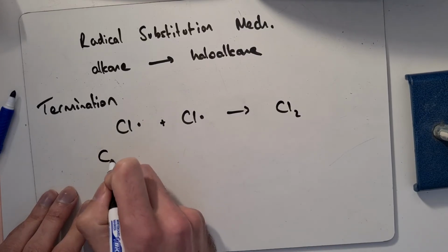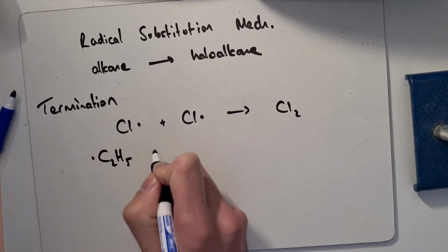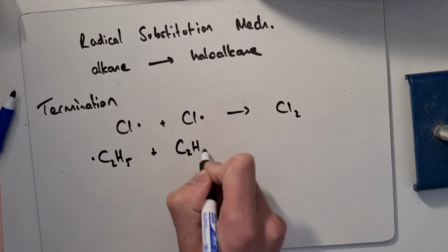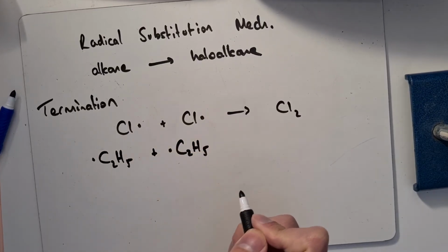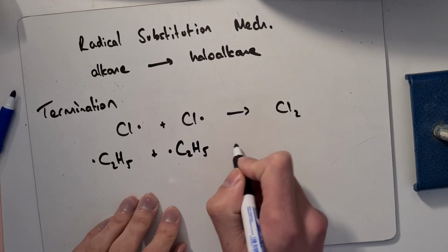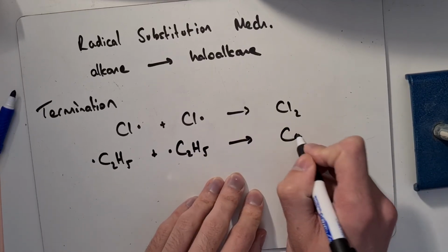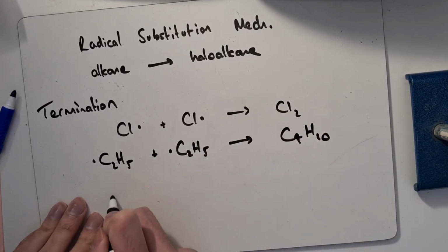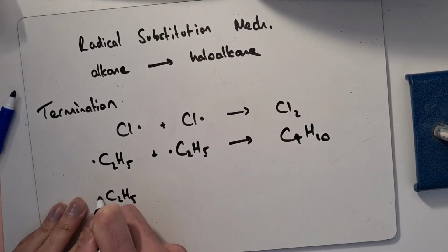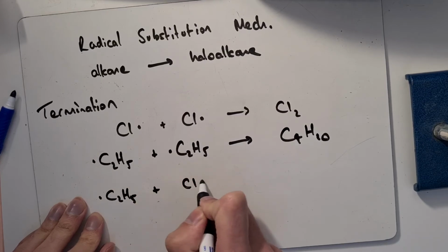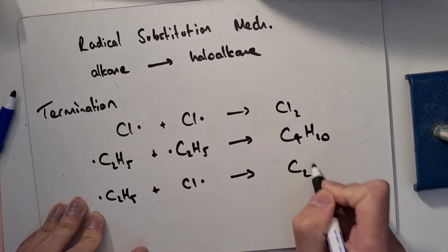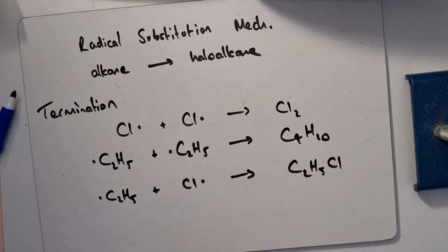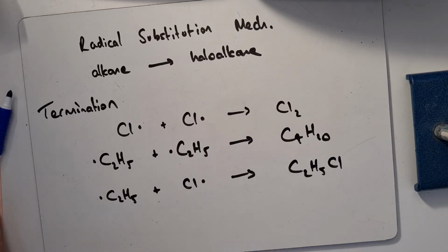Or we had a C2H5 radical formed at one point. They could collide instead, and they'll form butane. Or a mixture can collide, where we get C2H5 and this chlorine radical colliding to once again form our haloalkane that we want. So that's our initiation, propagation, and termination.